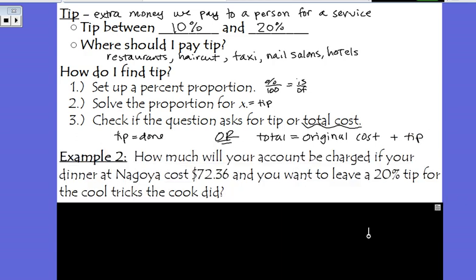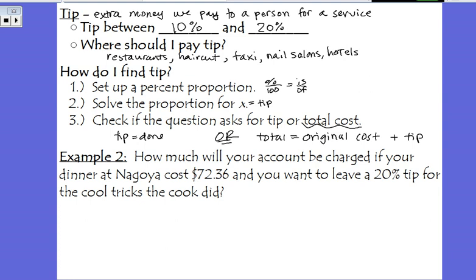Okay, so let's take a look at an example. In this example, again, we're still always looking for the percent first. So it asks me, how much will my account be charged?